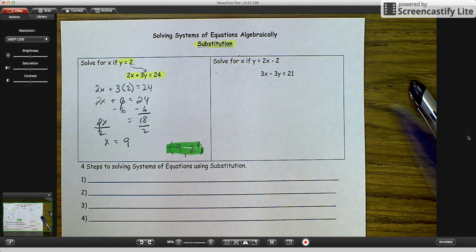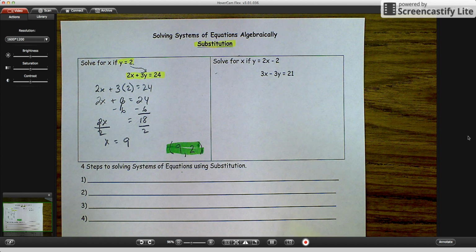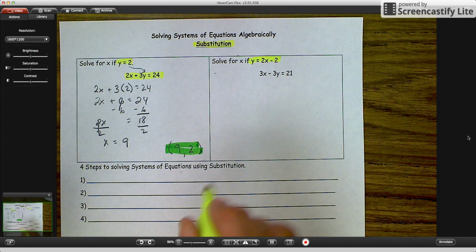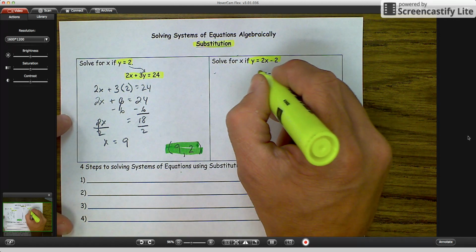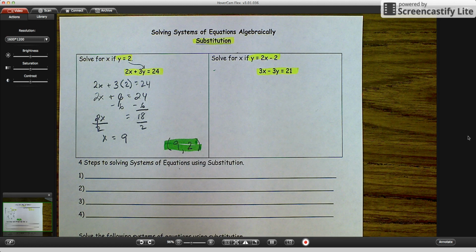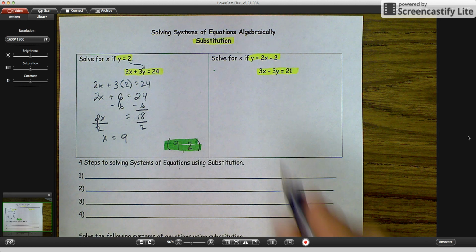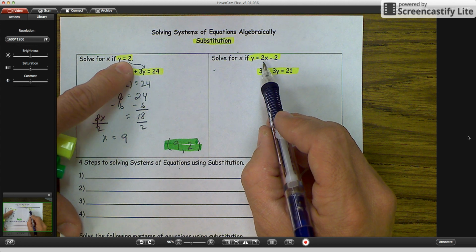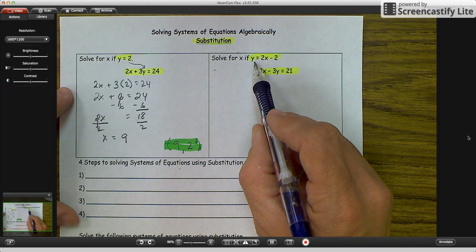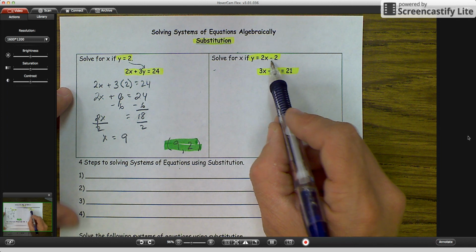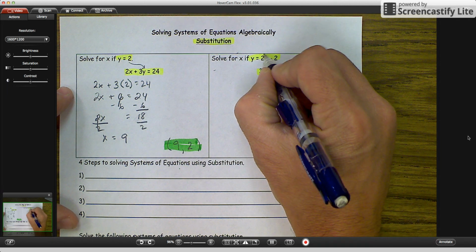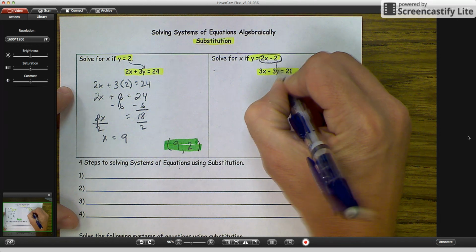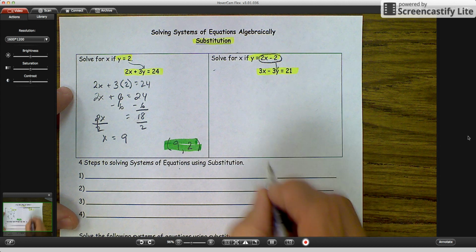Okay? The second example says solve for x if y equals 2x minus 2. So there's our first equation. If we were to graph that equation and we were to graph this equation, where would we wind up? Now this one's a little bit different from the first one in that y equaled 2. It just equaled a number. In our second example, y equals 2x minus 2. A little bit larger of a degree of difficulty, but we're going to do the exact same thing. It's just going to add one more step. We're going to substitute the 2x minus 2 there.